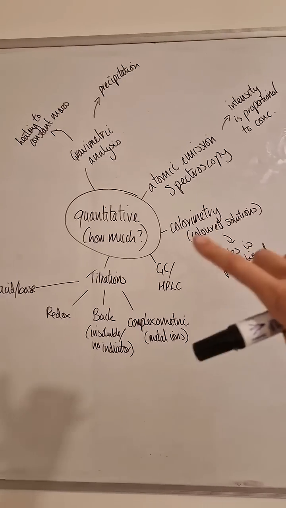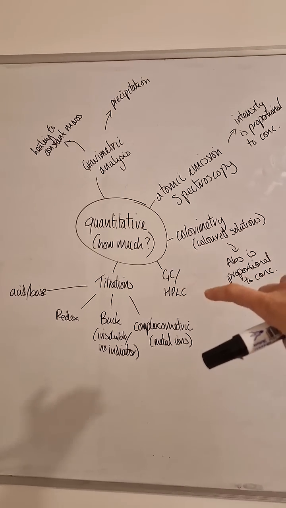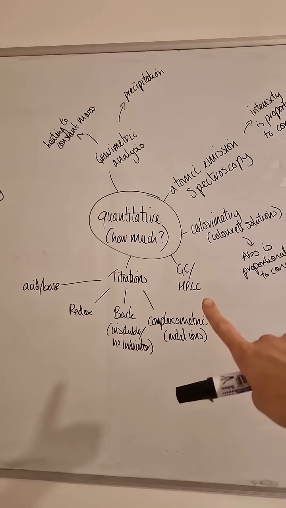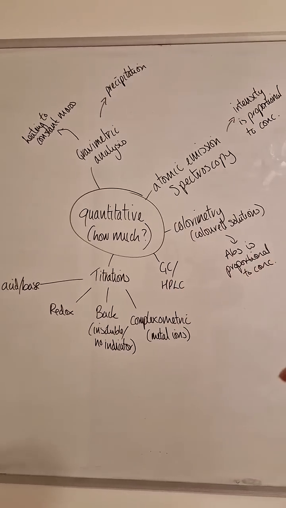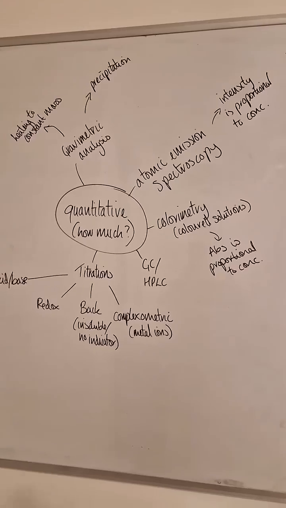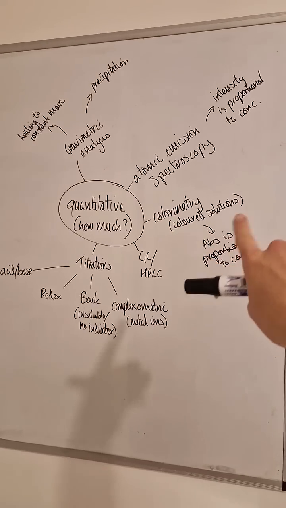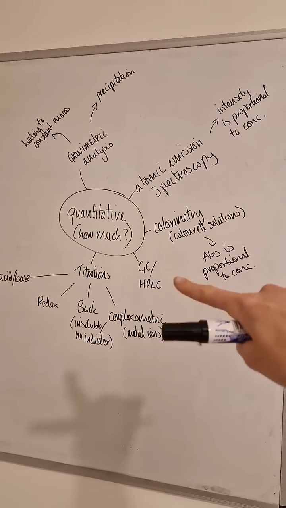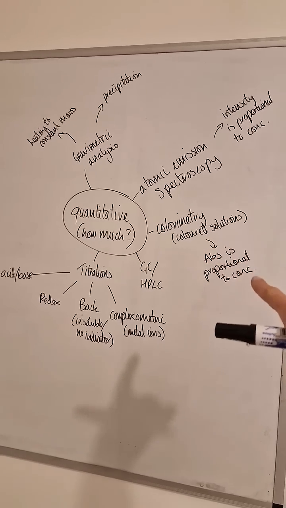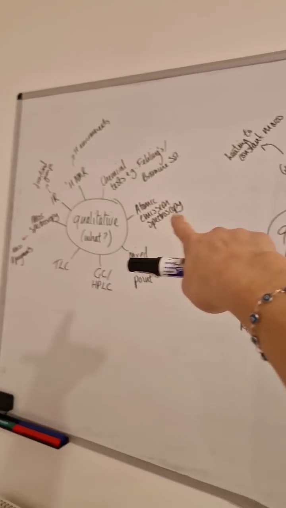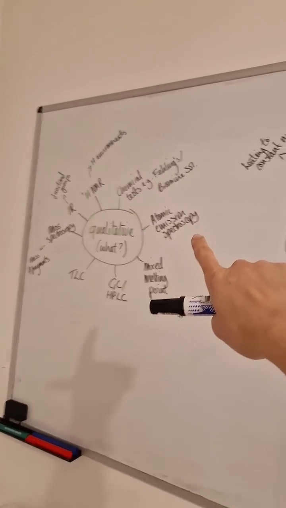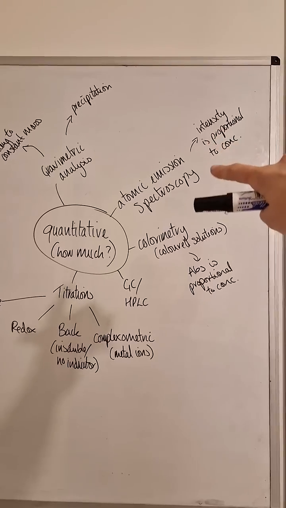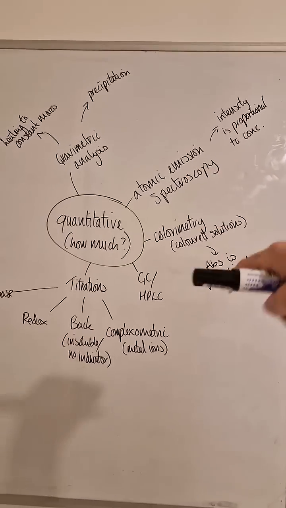Then in terms of chromatography, gas chromatography and liquid chromatography can also be used to work out what we have, but also how much of that substance we have. Just remember the height of the peak is proportional to the concentration. Then we've got colorimetry, that can be used for any coloured solution, and it can tell us how much of the coloured substance we've got because absorbance is proportional to concentration. Then atomic emission spectroscopy, which we had in our qualitative side, can also be used quantitatively because the intensity of the emission is proportional to the concentration of the element.